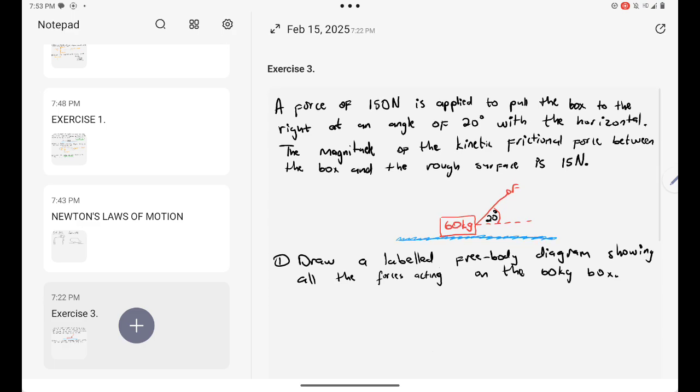We are told that a force of 150 newtons is applied to pull the box to the right at an angle of 20 degrees with the horizontal. The magnitude of the kinetic frictional force between the box and the rough horizontal surface is 15 newtons. The first question, they want us to draw a labeled free body diagram showing all the forces acting on the 60 kg block.